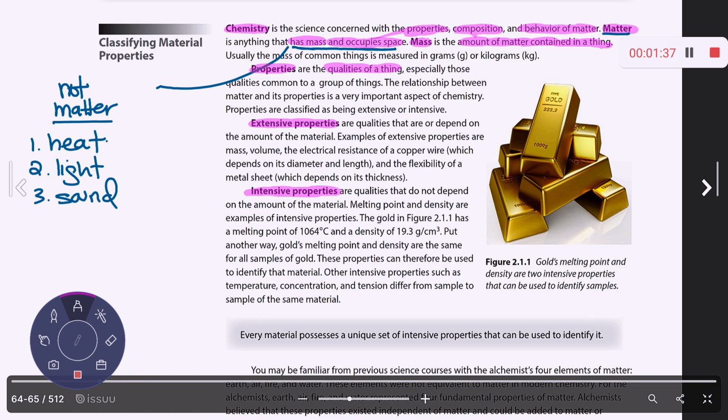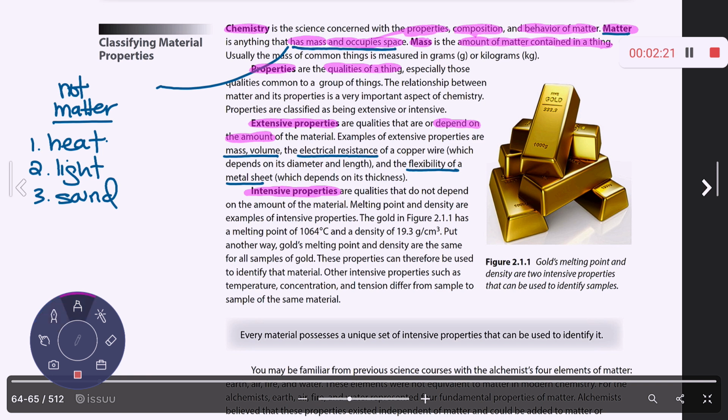So for extensive properties, these depend on the amount that you have. For example, mass and volume are extensive properties. Also, if I'm looking at a metal wire, like copper wire, how thick it is and its length influence its electrical resistance. So electrical resistance of a copper wire would be extensive because it depends upon how much I have. The flexibility of a metal sheet is going to depend upon how thick the metal sheet is, because if I have aluminum foil, which is not very thick, that's super flexible. But if the aluminum is really thick, I'm going to have a hard time bending it.